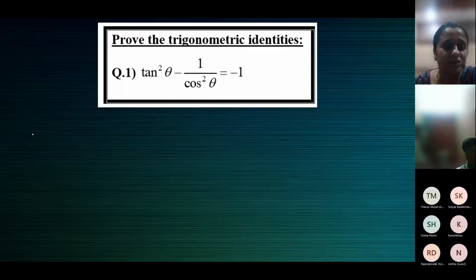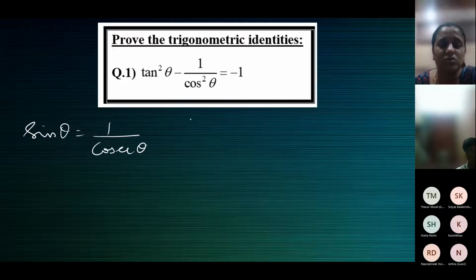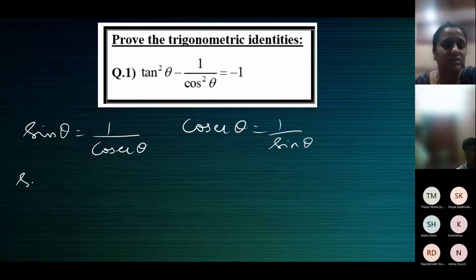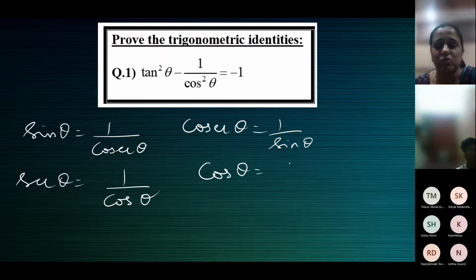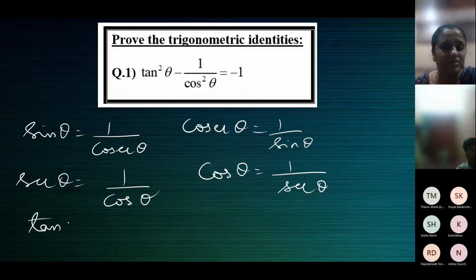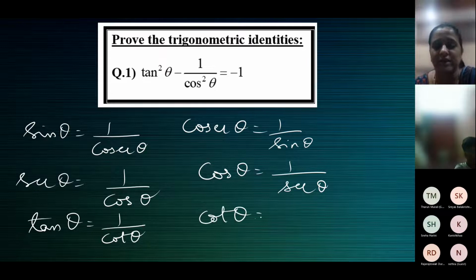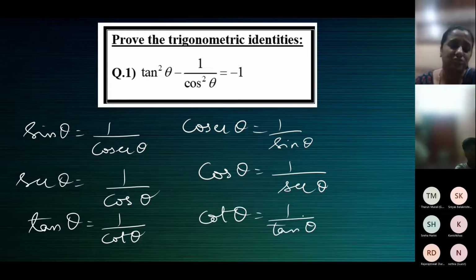And also the reciprocal ratios. Sin theta is equal to 1 by cosecant theta. Cosecant theta is equal to 1 by sin theta. Secant theta is equal to 1 by cos theta. Cos theta is equal to 1 by secant theta. Tan theta is equal to 1 by cot theta. And cot theta is equal to 1 by tan theta. Reciprocal ratios.